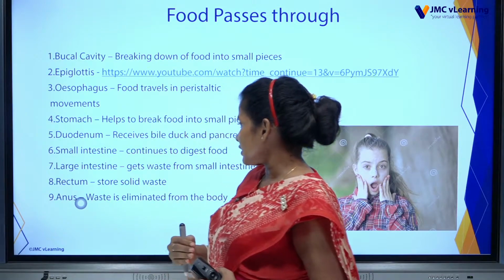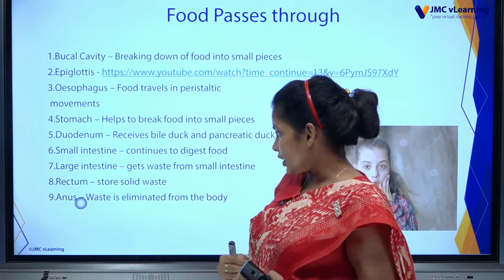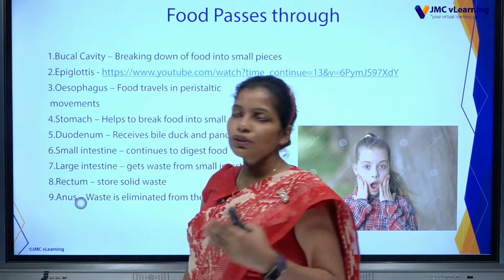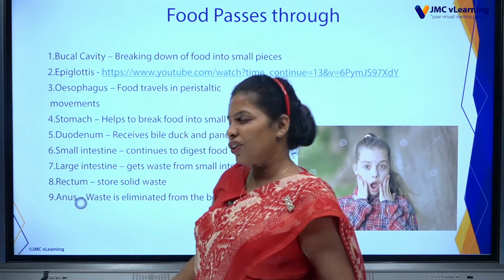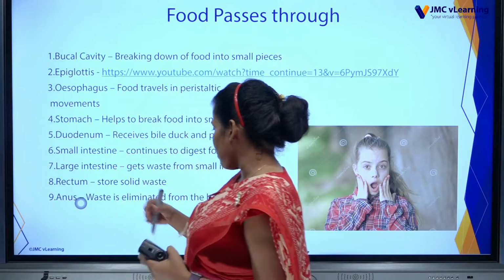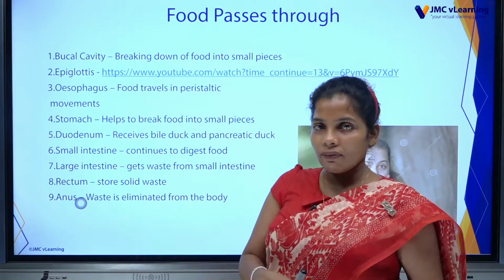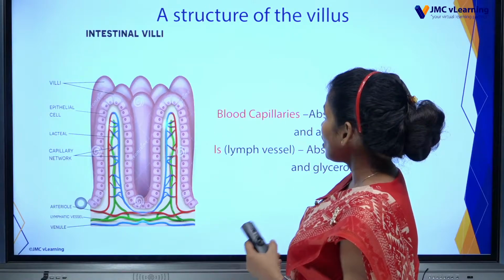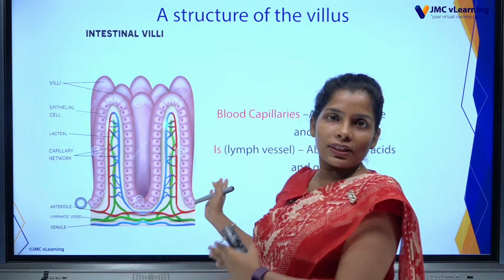The large intestine gets waste product from the small intestine. Before the last one, the rectum stores solid waste, and the final one is the anus. You already know the function of the anus: waste is eliminated from the body. Waste is eliminated from the body by which one? The anus. Now we are moving to the most important part of the digestive system.